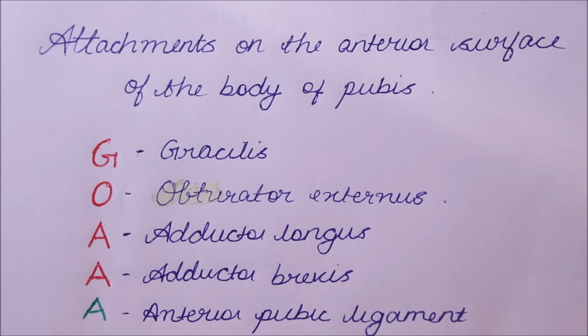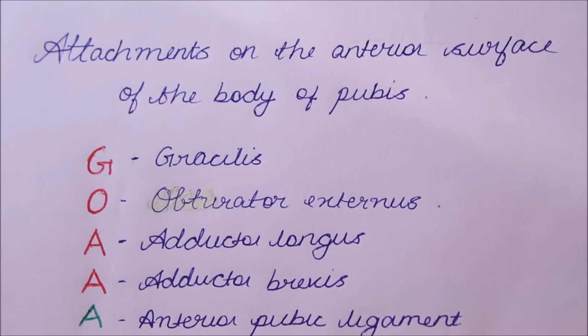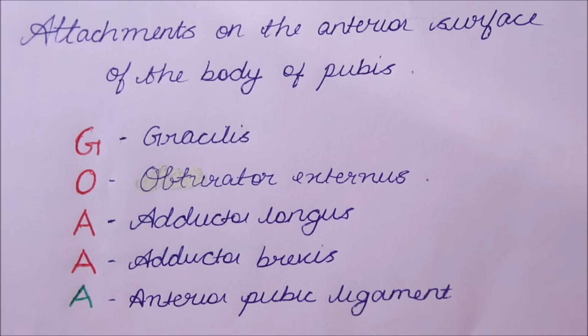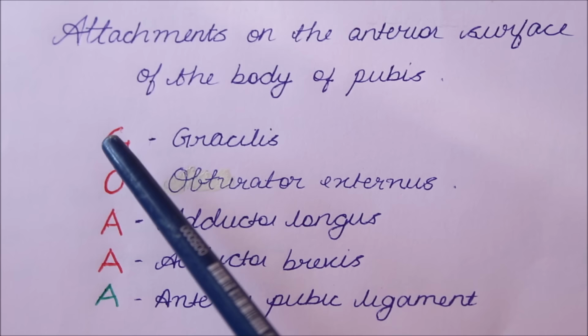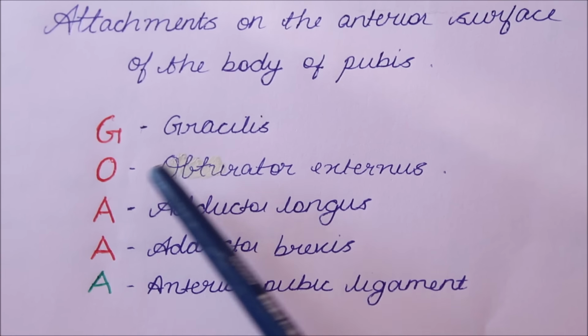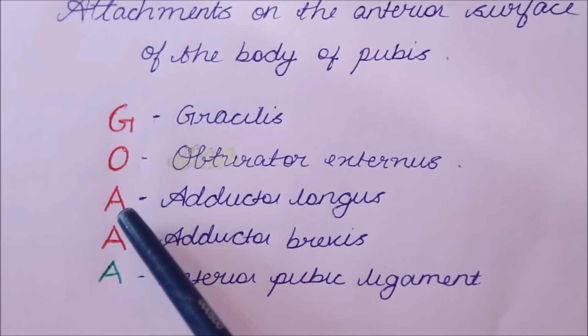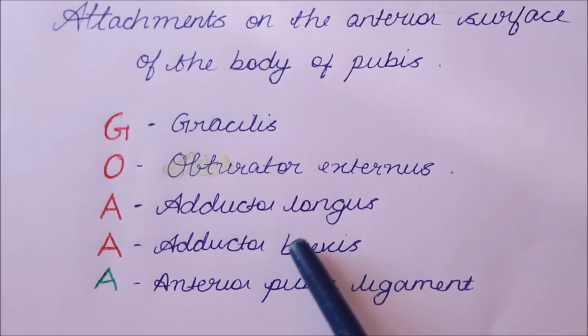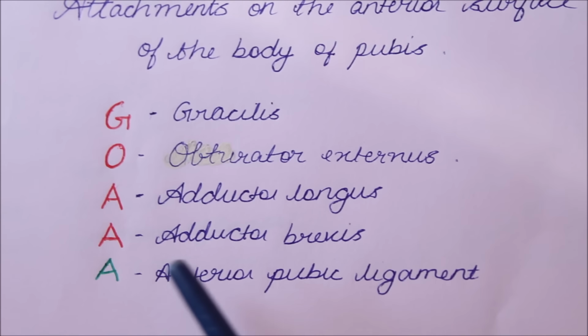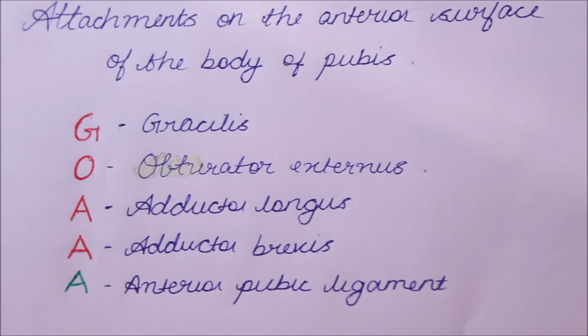Now an easy way to remember the attachments on the anterior surface of the body of the pubis is by using the mnemonic GOA with 3 A's. G for gracilis, O for the origin of obturator externus, A for the origin of adductor longus, A for the origin of adductor brevis, and A for the attachment of the anterior pubic ligament.